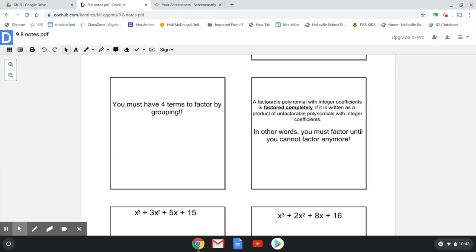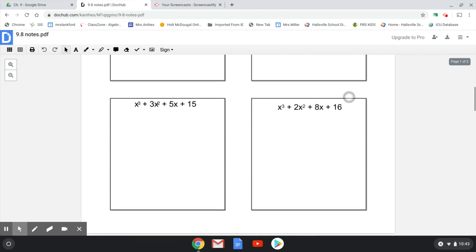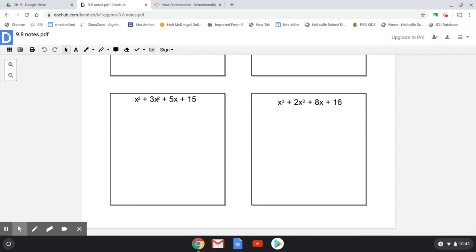That's the only way to factor with four terms. Also, you're going to continue factoring until you cannot factor anything else. Okay, so for the first problem, we have four terms, so we are going to automatically start this with factoring by grouping.